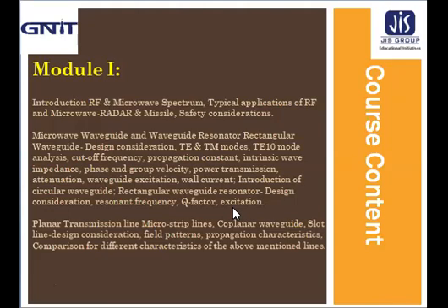In the first module, there are different topics. First, there was an introduction of the RF and microwave spectrum and the typical application of RF and microwave in radar and missile, and the safety consideration of RF. In the second part there is the microwave waveguide, and under this there are rectangular and circular waveguides and different types of design consideration of the rectangular waveguide, TE and TM modes, TE10 mode analysis, etc.